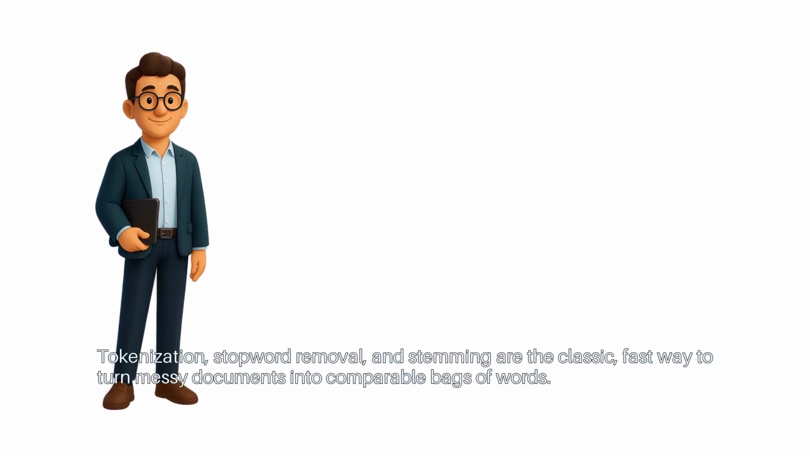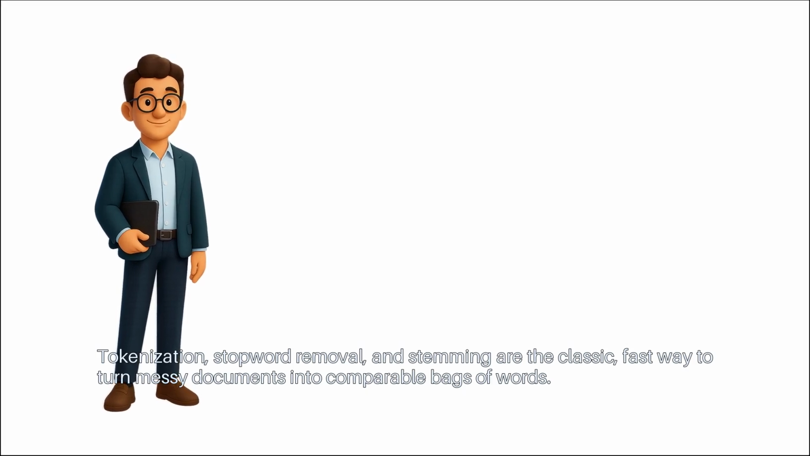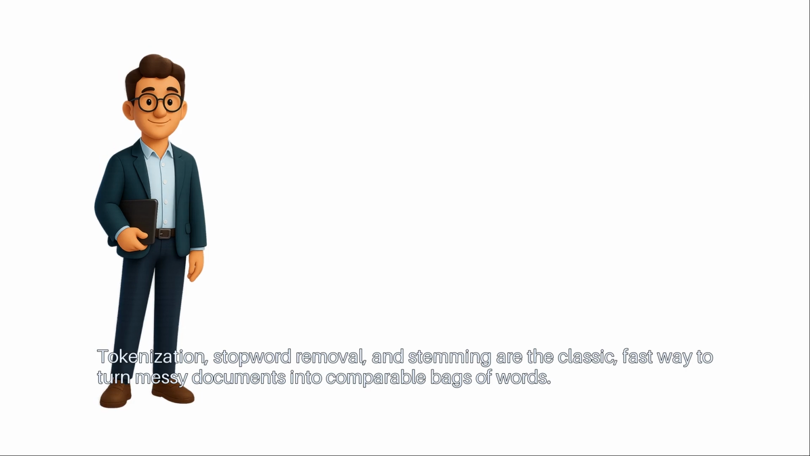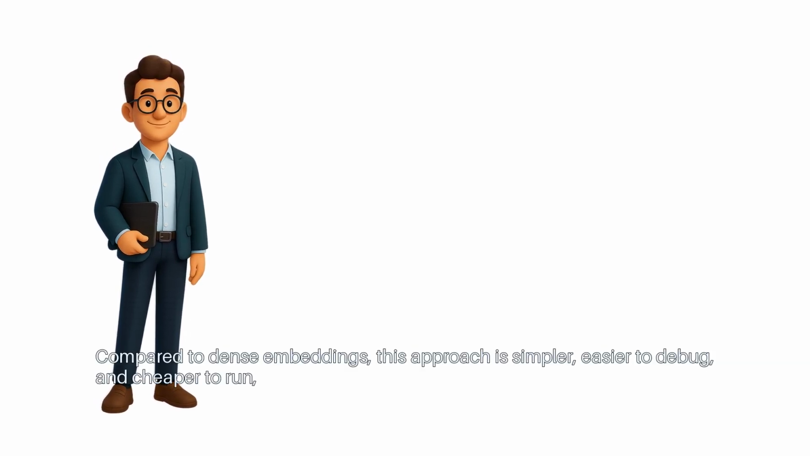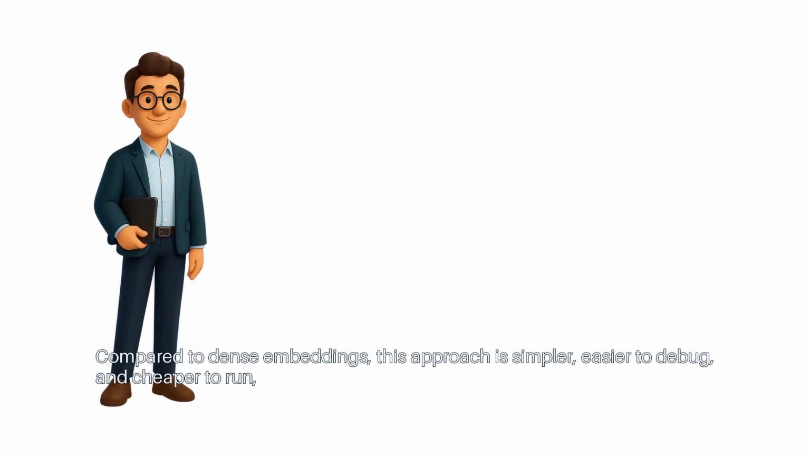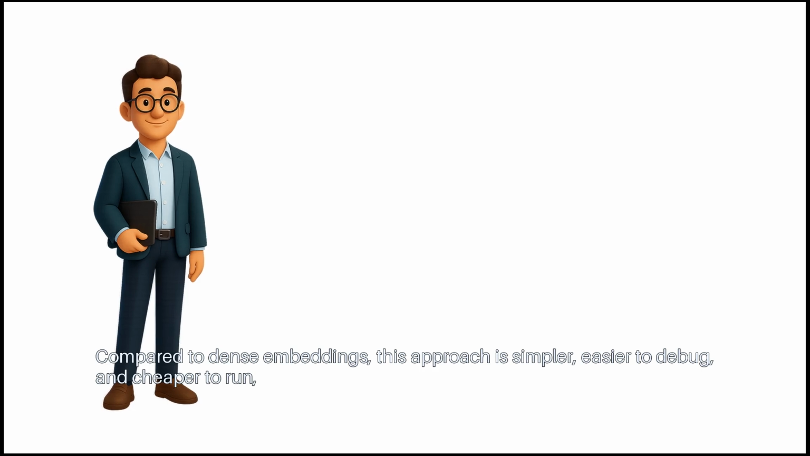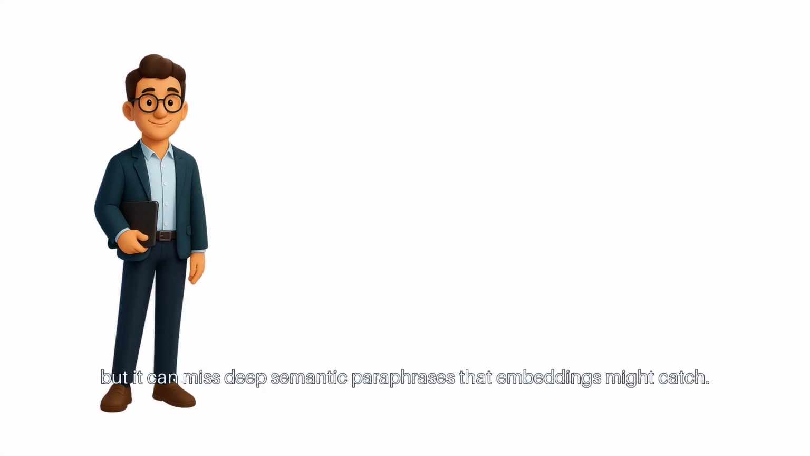Tokenization, stopword removal, and stemming are the classic, fast way to turn messy documents into comparable bags of words. Compared to dense embeddings, this approach is simpler, easier to debug, and cheaper to run. But it can miss deep semantic paraphrases that embeddings might catch.